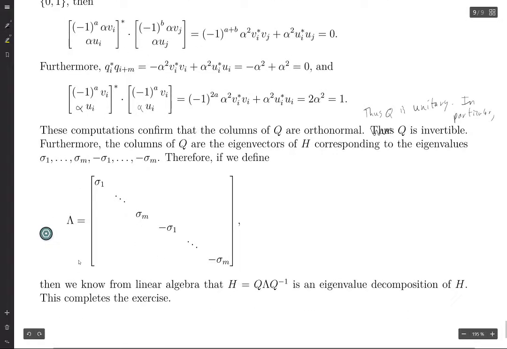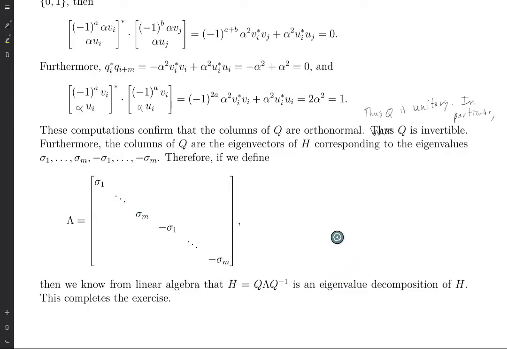Then we have H equals Q lambda Q inverse is the eigenvalue decomposition of H. And we know this because from linear algebra, we know that if you want to find the eigenvalue decomposition of H, you let lambda be the diagonal matrix consisting of the eigenvalues, and you let Q be a matrix of eigenvectors, where the ith column of Q needs to be an eigenvector corresponding to the ith diagonal entry of the matrix of eigenvalues. And that's just a linear algebra fact.